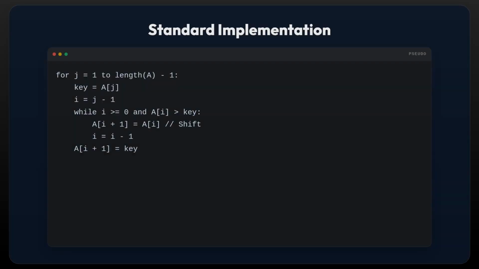Here is the core computational engine. Notice the inner loop. Instead of costly multi-step swaps, it relies on a highly efficient single right shift operation. This minimal data movement is a massive advantage on modern processors.